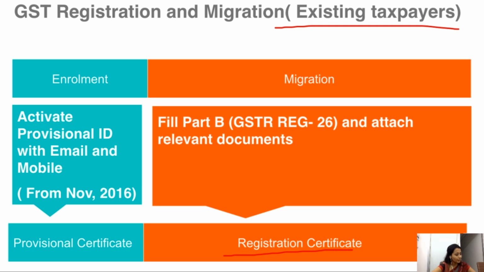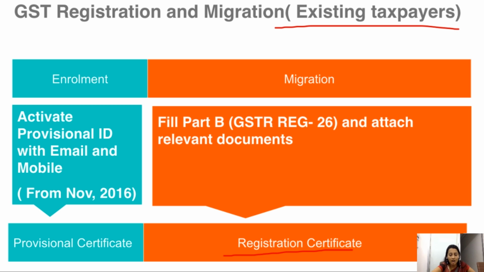So you have two important steps. One is enrollment and the other one is migration. Now in enrollment, you should have already enrolled by the provisional ID sent to you from the VAT department. This enrollment process started from November 2016. So most of you have enrolled and got the provisional certificate.